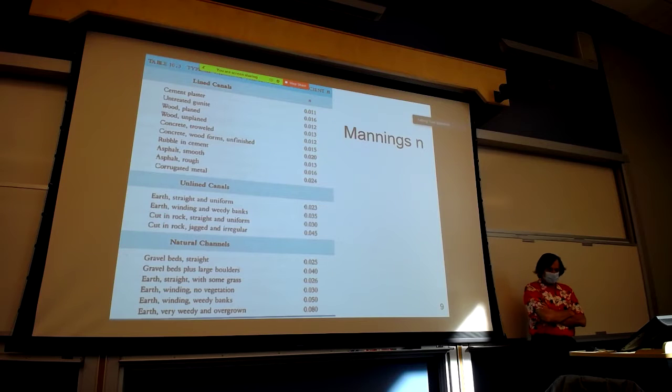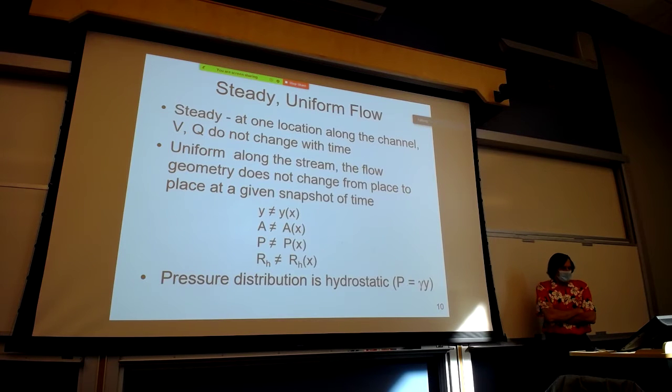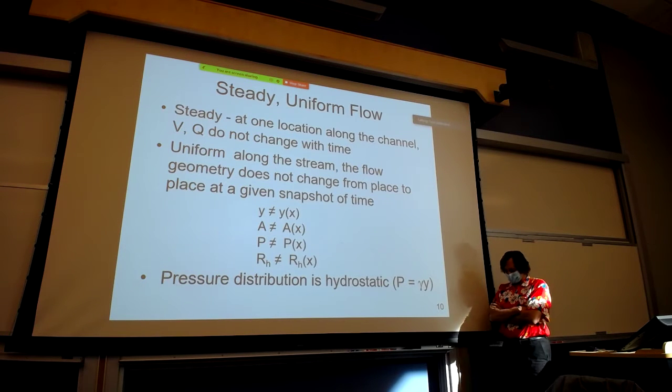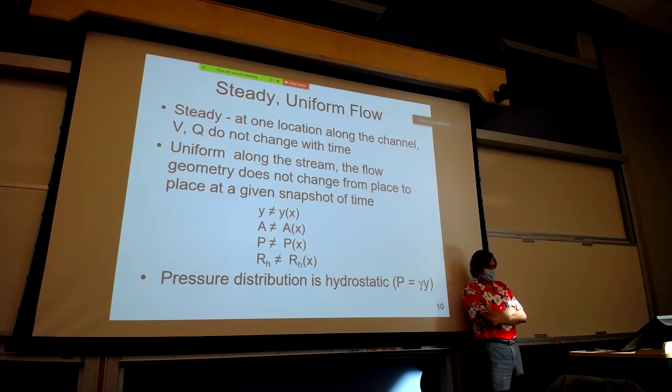The roughness coefficient in the Manning equation is typically from a lookup table or a book. You can actually calibrate them. And this table that you're seeing on the slide is right from your book. So I have another slide with all the different categories of flow.